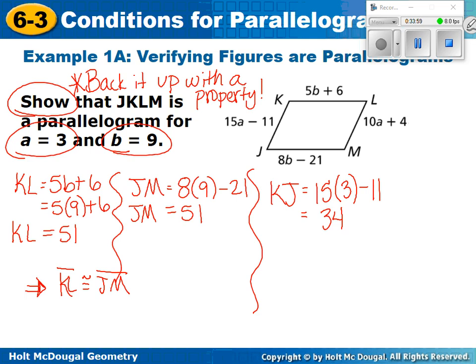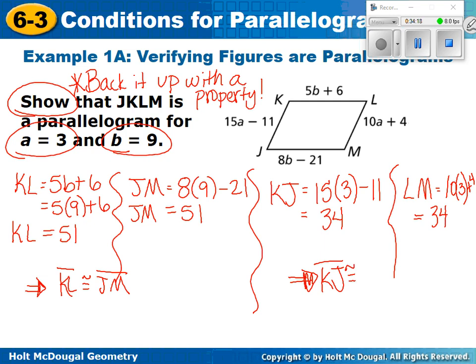And then at the same time, we'll go ahead and do LM. LM is 10 times 3 plus 4. And what do we get? 34. And then again, tell me what that means. So that's telling me that KJ is now congruent to LM. And notice that notation from chapter 1. We're putting a congruent symbol, so we're putting the line segments to say that they're congruent. Then I want you to back it up with your property. How did we just prove that this is a parallelogram?